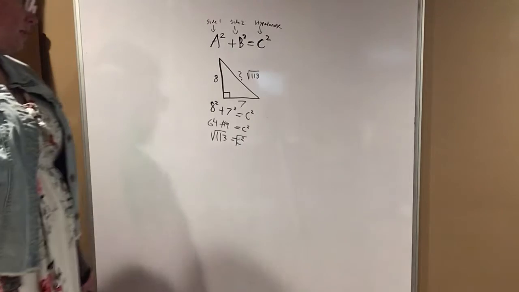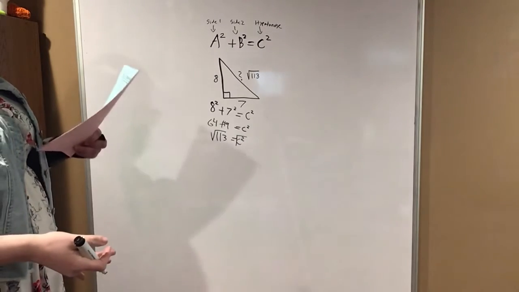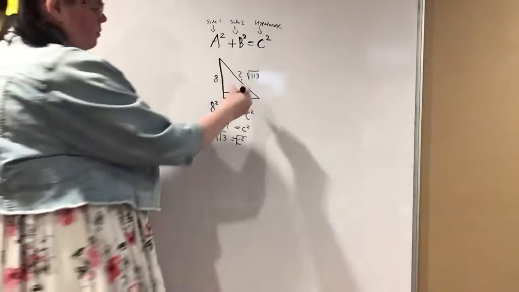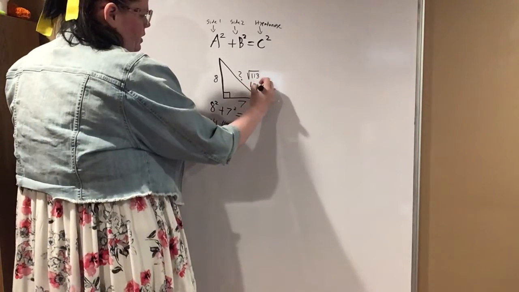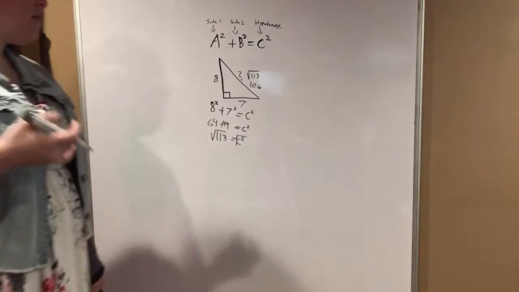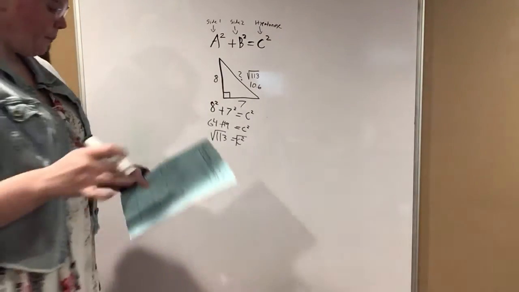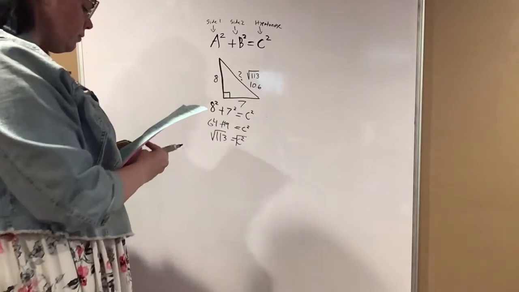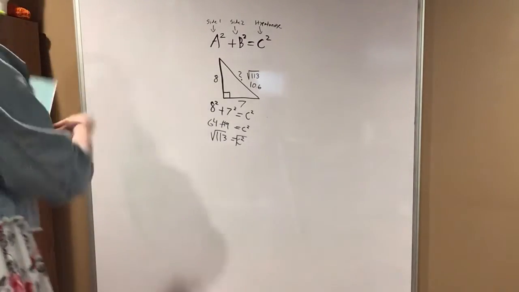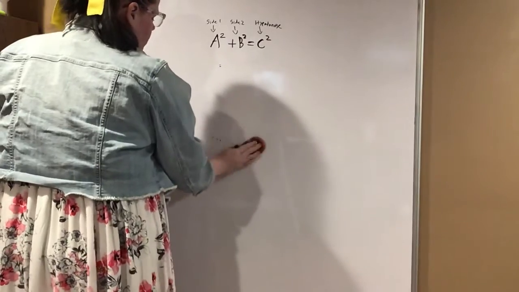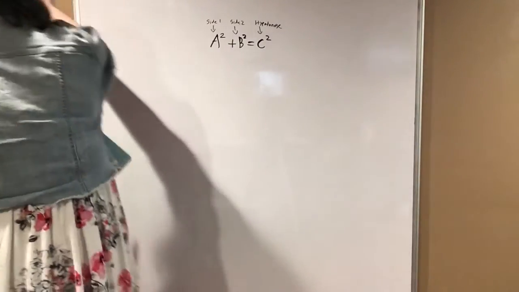And if they want a decimal, put that into your calculator, and usually they say round to the nearest tenth. And in this case, it would be 10.6. If you can simplify the radical, simplify the radical. But you can't simplify 113. I already know that. So, let's look at another one. I like Pythagorean theorem a lot. It solves a lot of my problems in life.